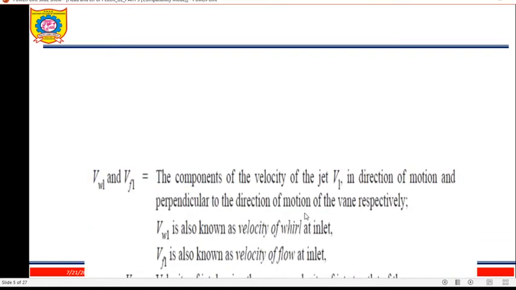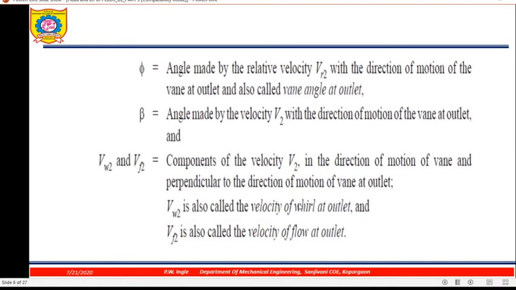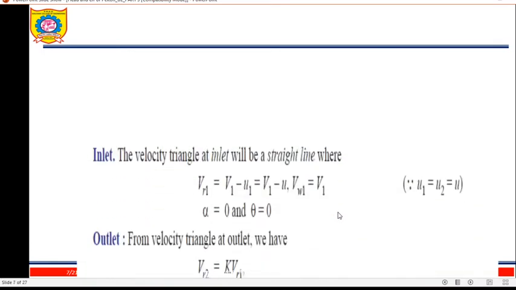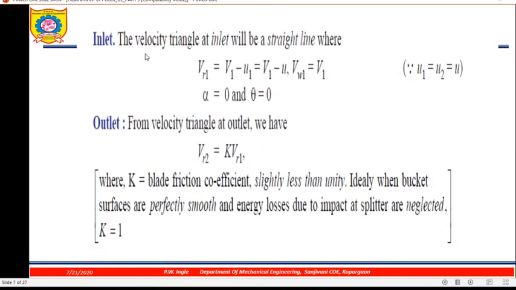Next, phi is the angle made by relative velocity Vr2, and beta is the angle made by absolute velocity V2. Vw2 is the velocity of whirl and Vf2 is the velocity of flow. Now we'll discuss the inlet velocity triangle.